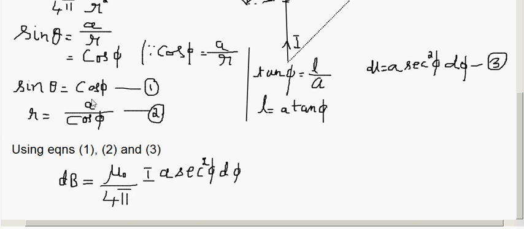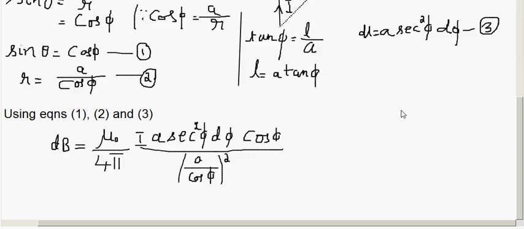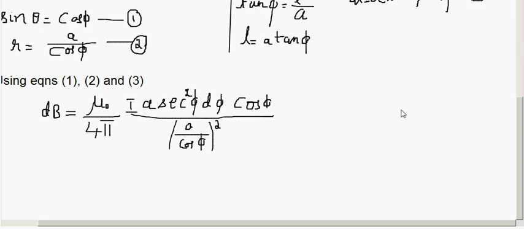I dl sin theta, and sin theta is cos phi, divided by r square. R is A by cos phi, so A divided by cos phi whole square. Now here we can cancel a few of the terms. One by cos square phi is secant square phi, so that will cancel with this, and one A gets cancelled with one A, so only one A remains.